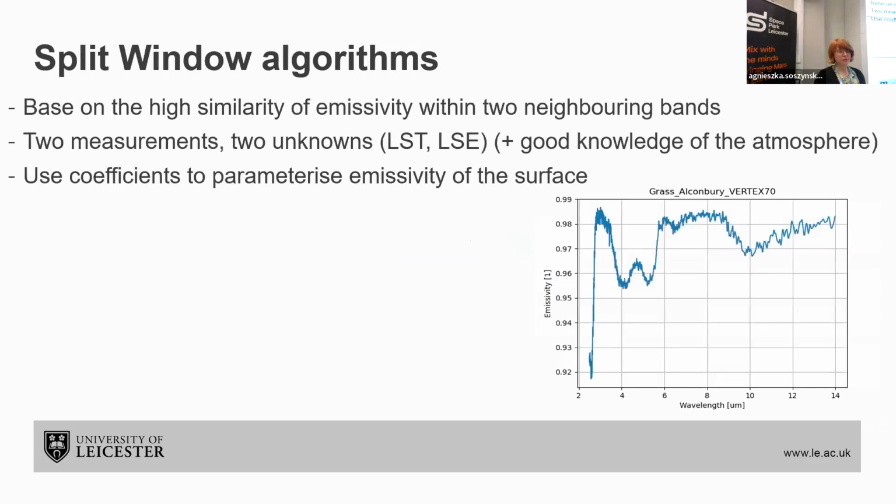If we go to split window algorithms, they are based on the high similarity of emissivity within two neighboring bands. So you'll have two bands within the red box marked here on that spectrum. The emissivity is similar. It will never be exactly the same, but it can be assumed to be the same or very, very similar. So basically, if we have good knowledge of the atmosphere from external sources, we have two measurements, but also two unknowns, the temperature and the emissivity. So that makes the math a little bit easier for us. And what these algorithms typically do is they use coefficients to parameterize emissivity of the surface.